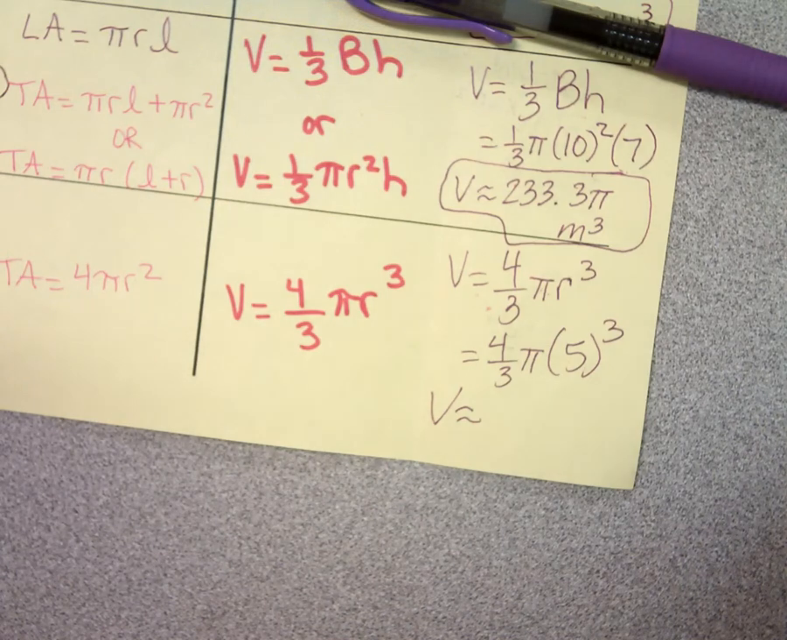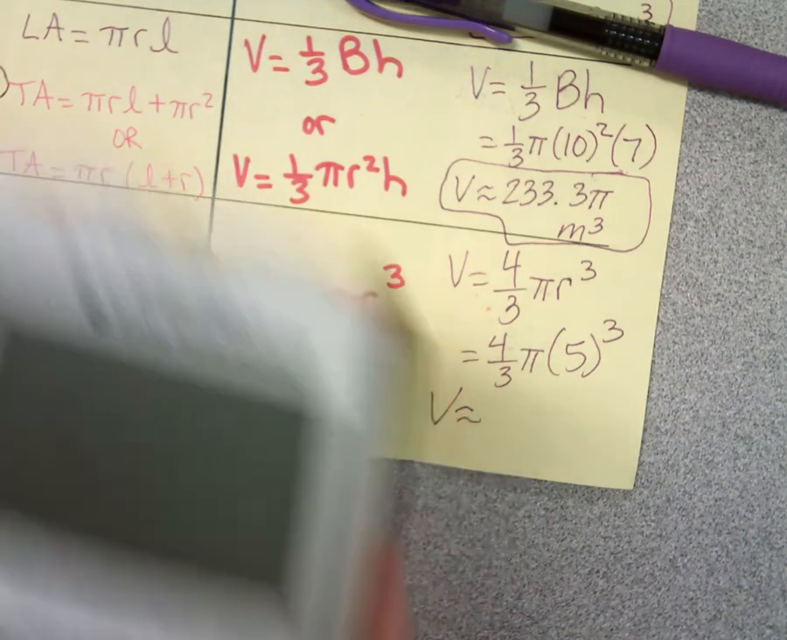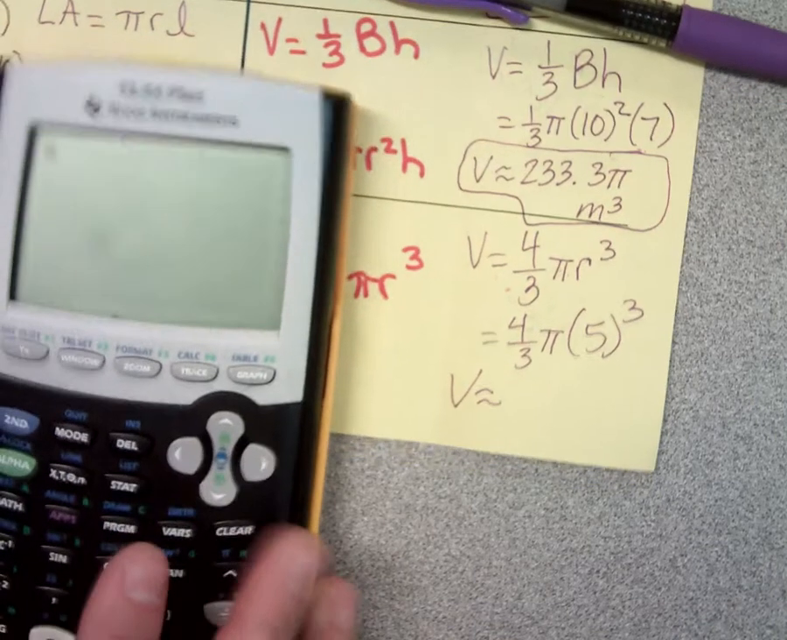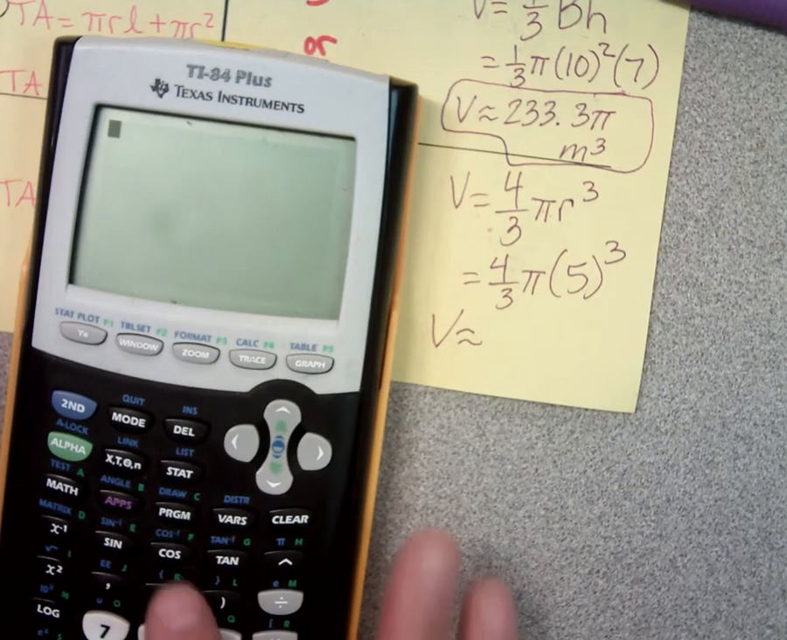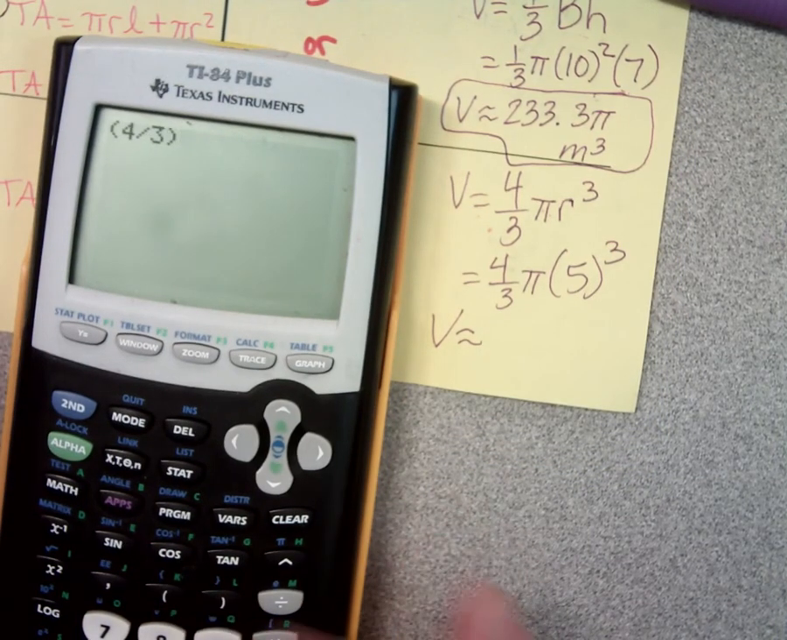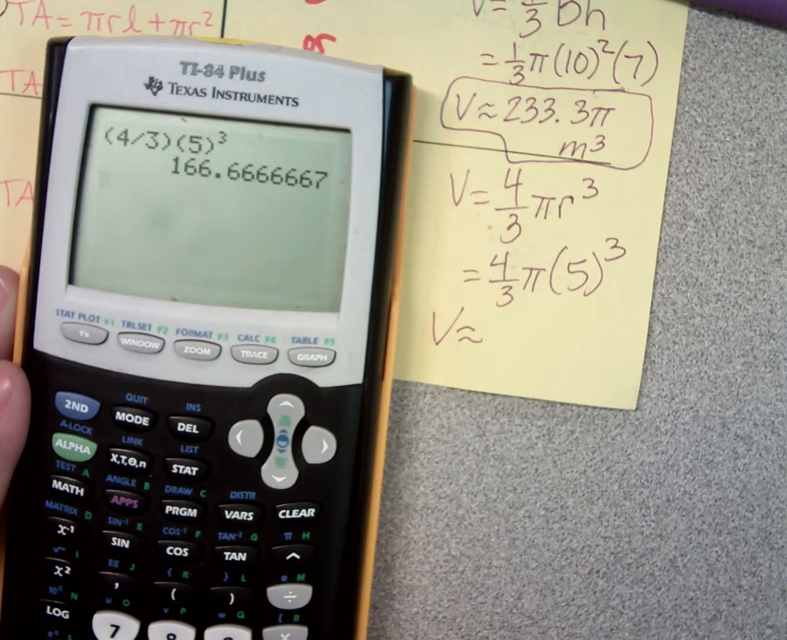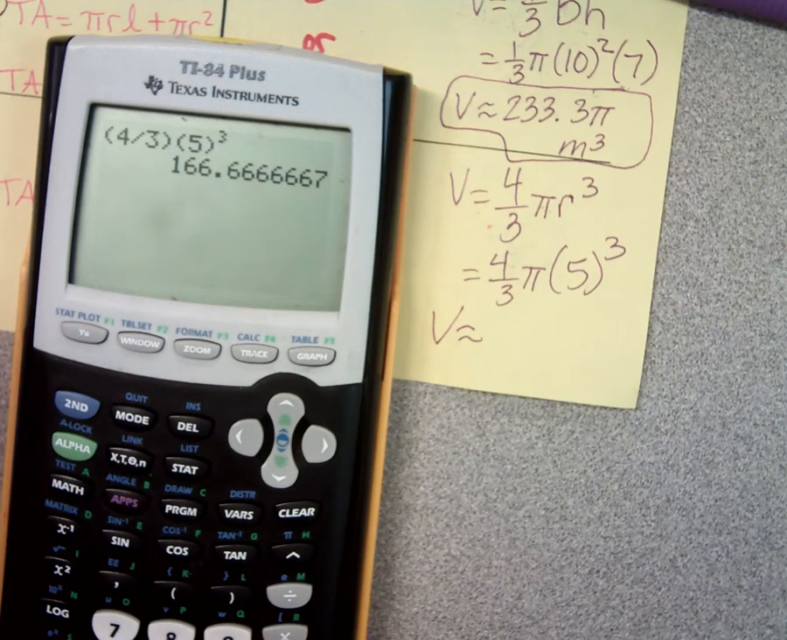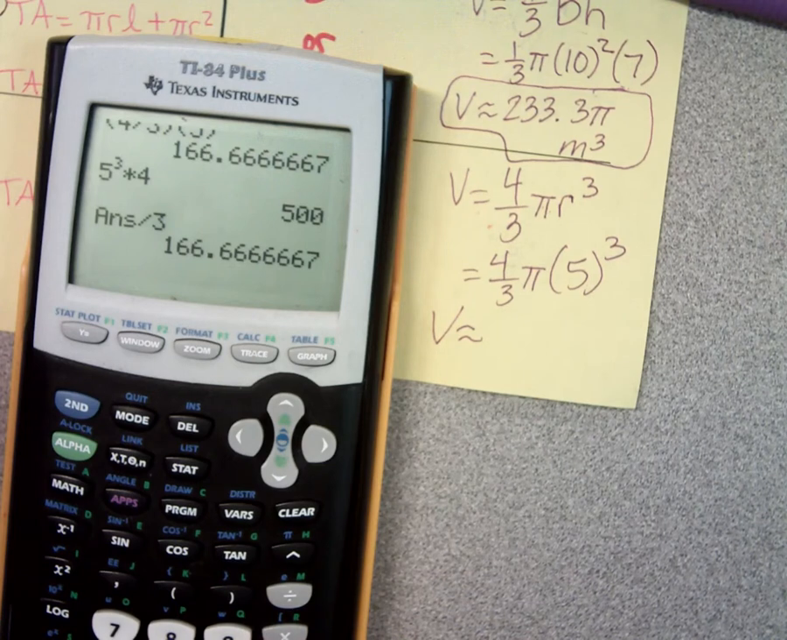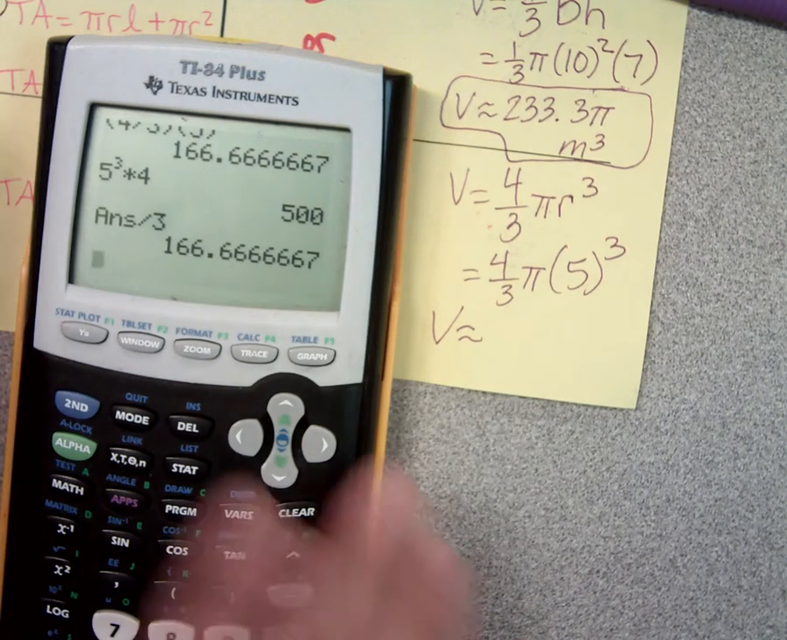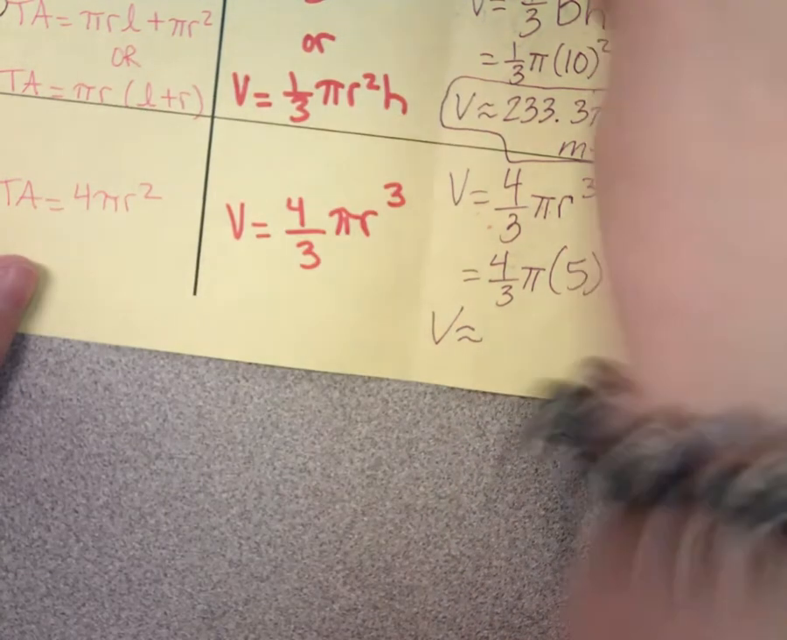Is it 500 over 3 pi? Well, I'm going to leave it in terms of pi. So you have choices. You can either put the 4/3 in and do it like this, or you could take the 5 cubed, take the 5 cubed times 4, get that answer, and then divide by 3. Either way you get the same answer. So I did that in my head. About 166.7.